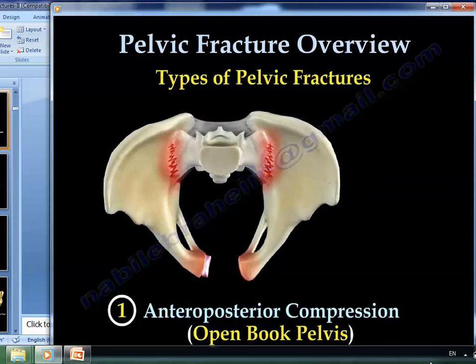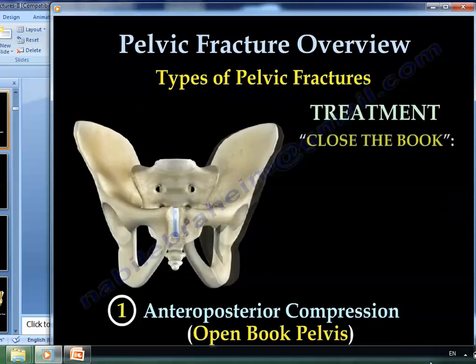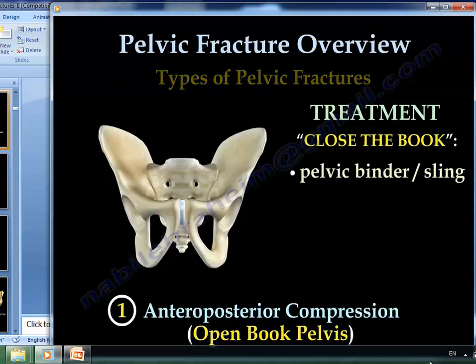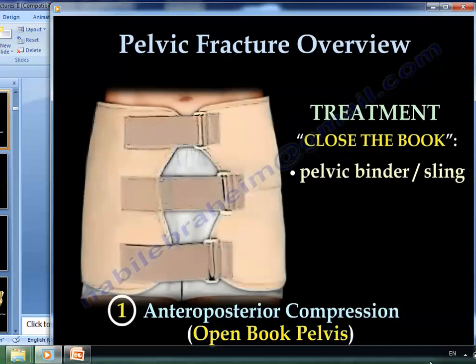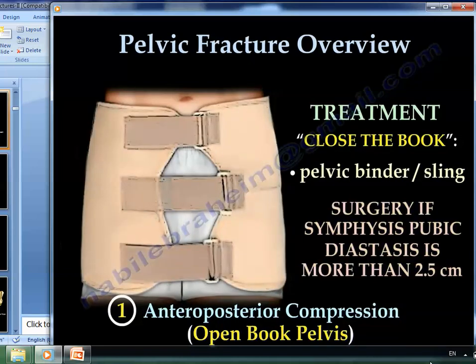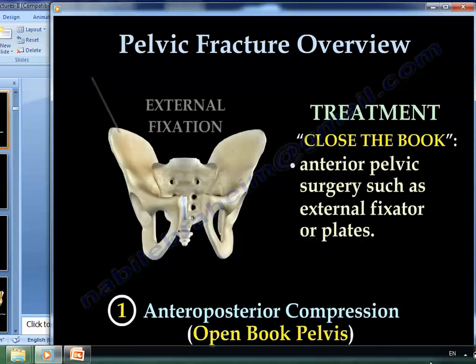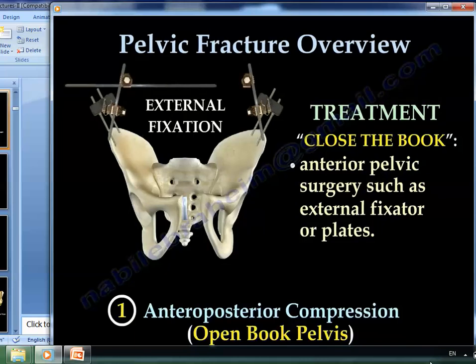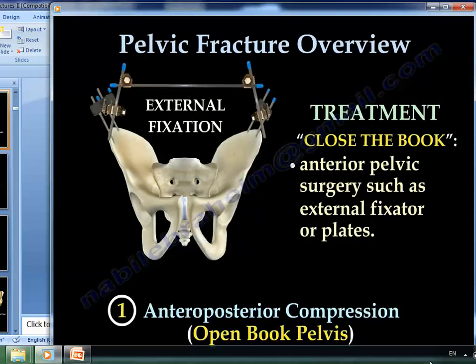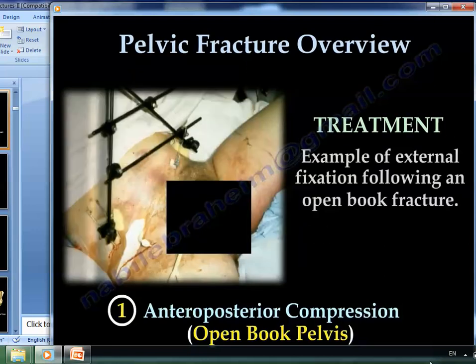Treatment: close the book, pelvic binder or a sling, surgery if the symphysis pubis diastasis is more than 2.5 centimeters. The surgery can be done through an external fixator or a plate. This is an example of an external fixator of the pelvis.